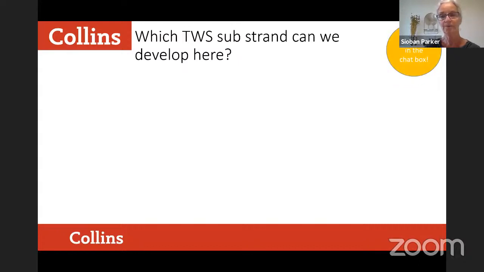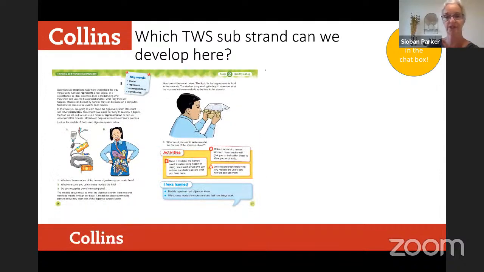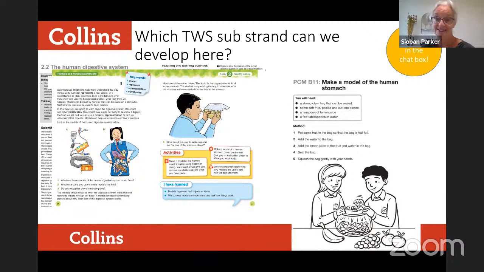Now, if you could very quickly write in the chat box which thinking and working scientifically sub-skills or sub-strands they are using here with this resource. You can see from the learner book in stage 5 that learners are given ideas for making a very simple model of the human stomach. Very little teacher or parental guidance is needed here, especially at stage 5 when we are aiming for our learners to become more independent.